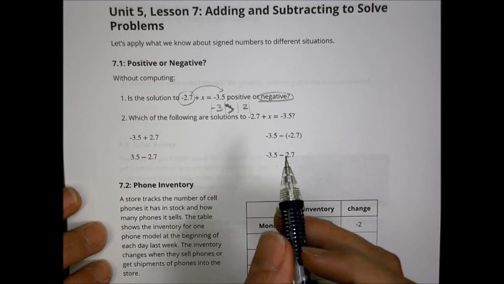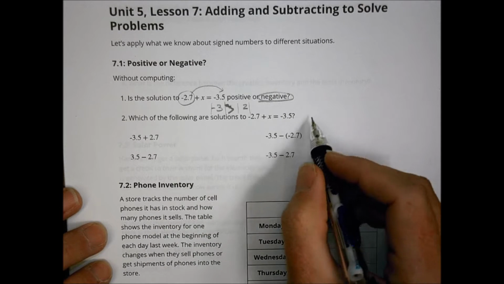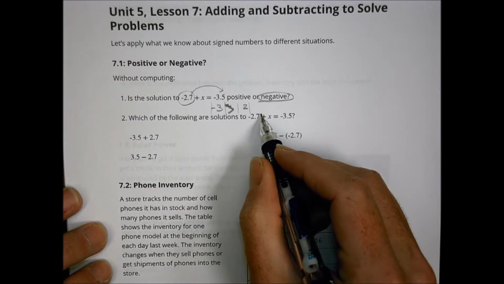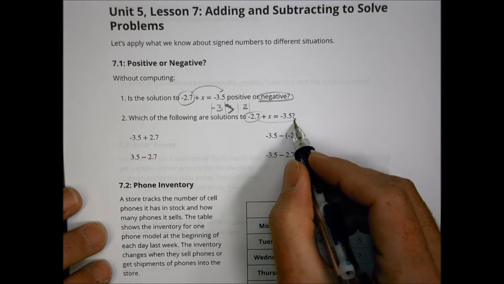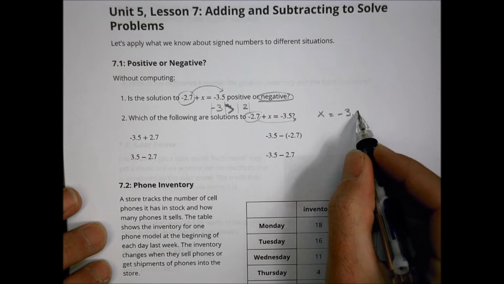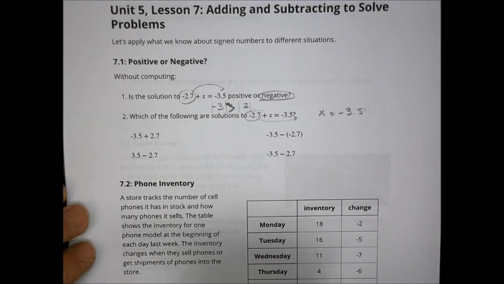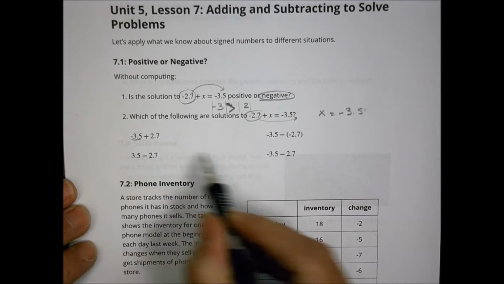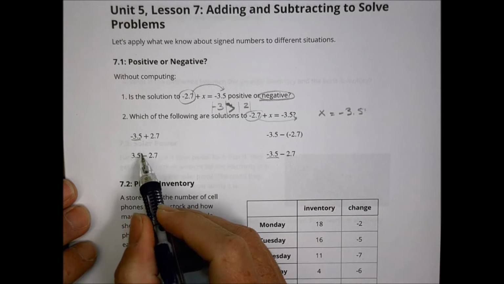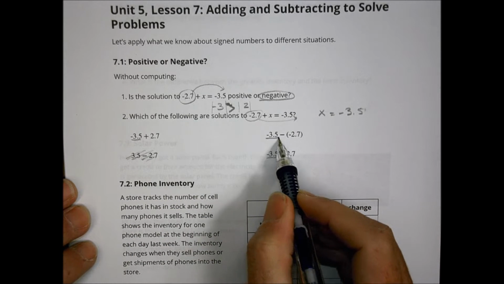For number 2, which of the following are solutions to negative 2.7 plus x equals negative 3.5? This is about rewriting things, right? So if I was to move this over here, I could say, for example, that x equals negative 3.5, which is true for all of these. They all have negative 3.5. This one does not, so we can kind of ignore that one for now. And I have negative 3.5 there.